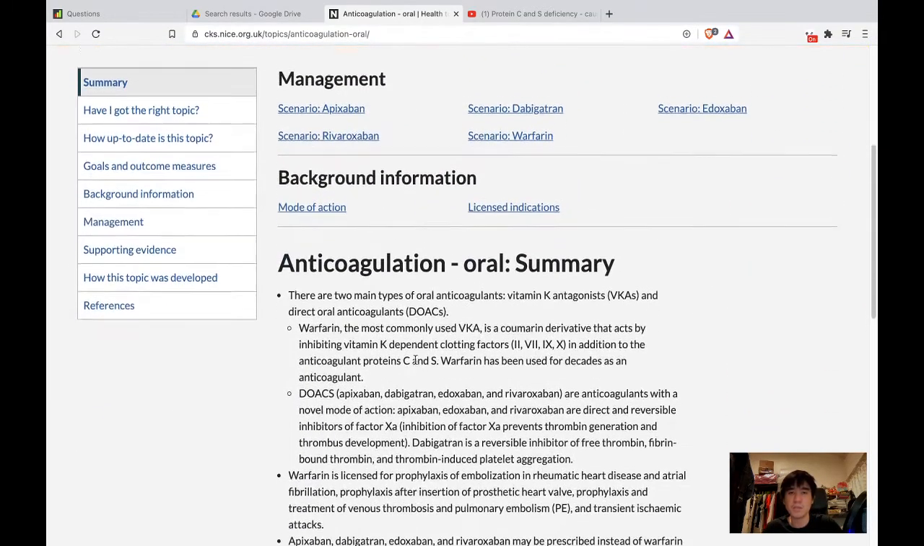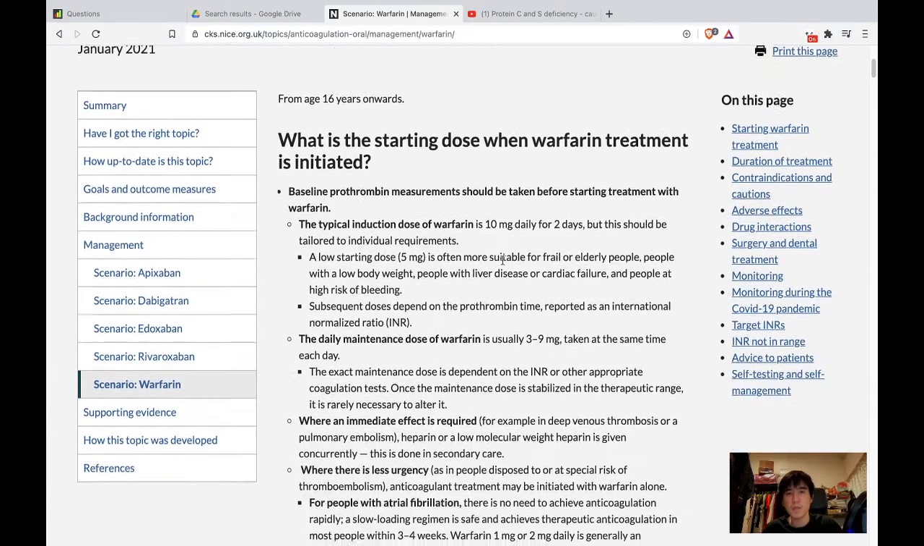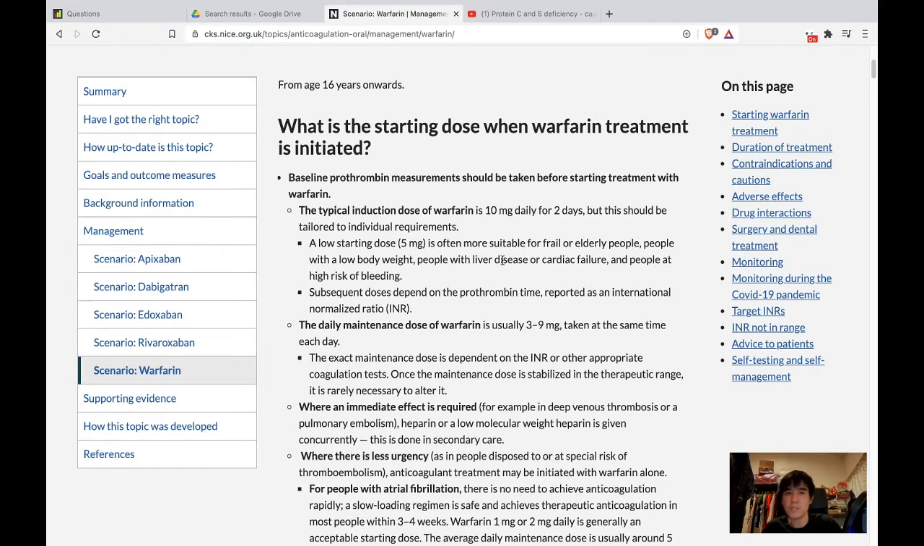Background information management. Warfarin. What's the starting dose when warfarin treatment is initiated? Baseline prothrombin measurements should be taken before starting treatment with warfarin.